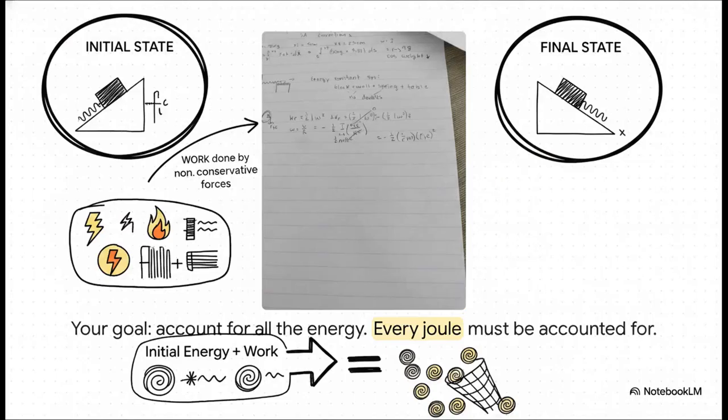Look, no matter how crazy the problem seems, with ramps and pulleys and spinning things, your job as the energy accountant is always the same. Figure out your start and end points. Account for any fees you had to pay to friction along the way. The final balance has to make sense. Every single joule has to be accounted for.